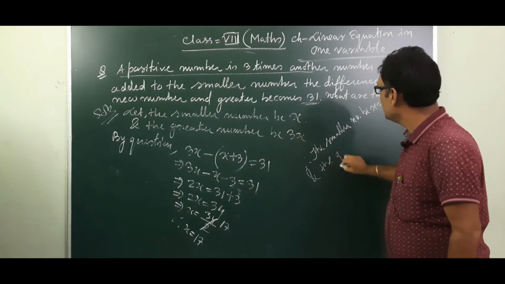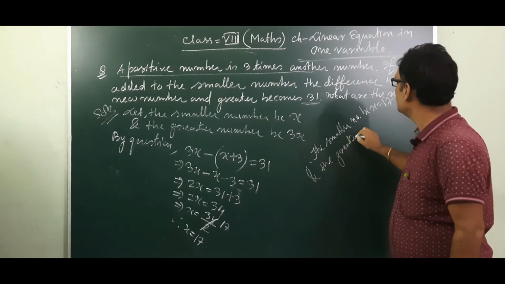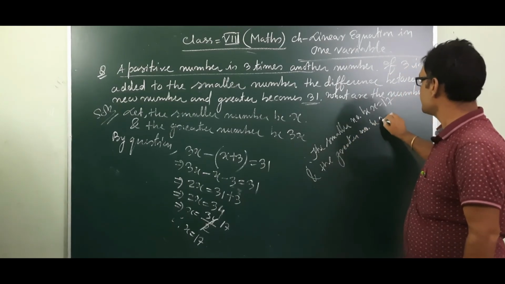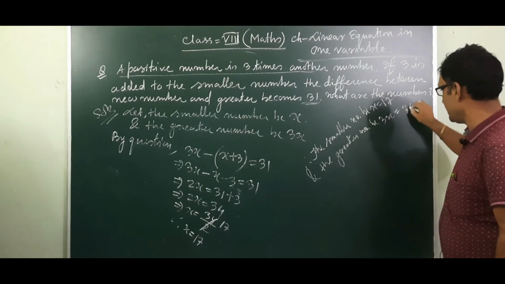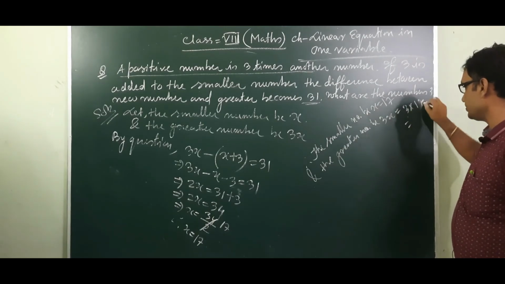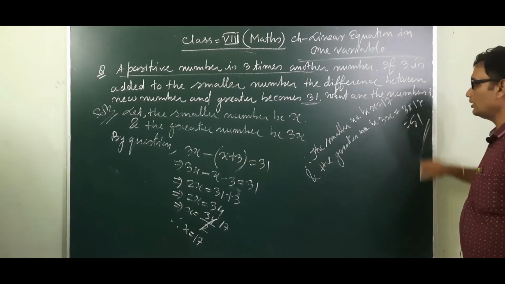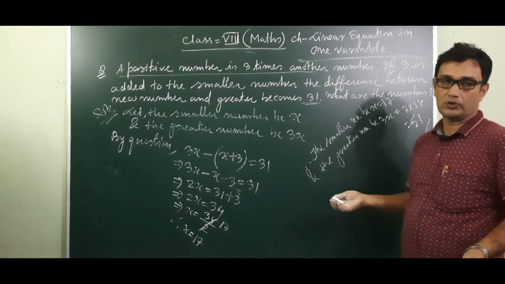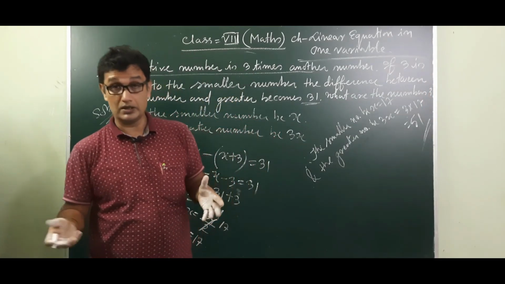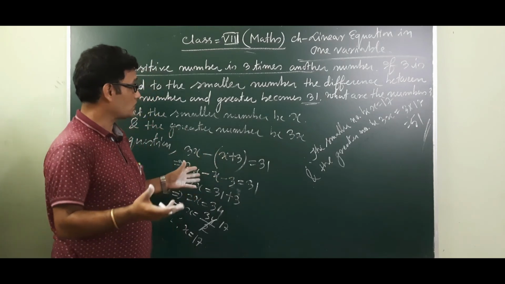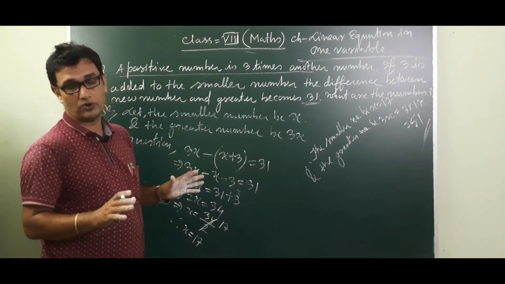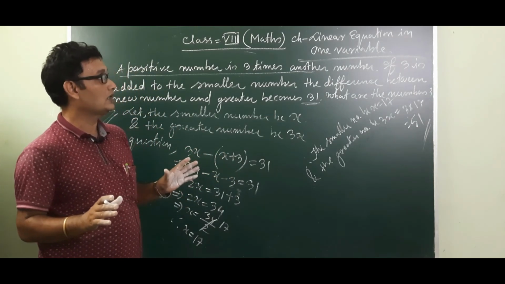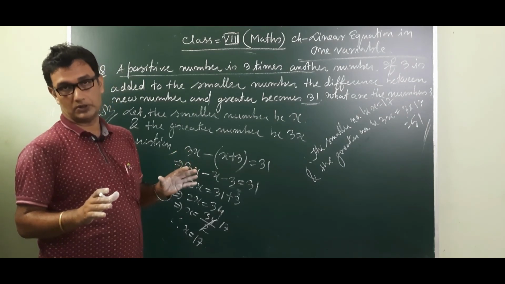And the greater number be 3x equal to 3 into 17, means how much? 51. So in this way you have to solve your language question. Very simple, easily you can solve. You try to solve, and that's all for your linear equation in one variable chapter.